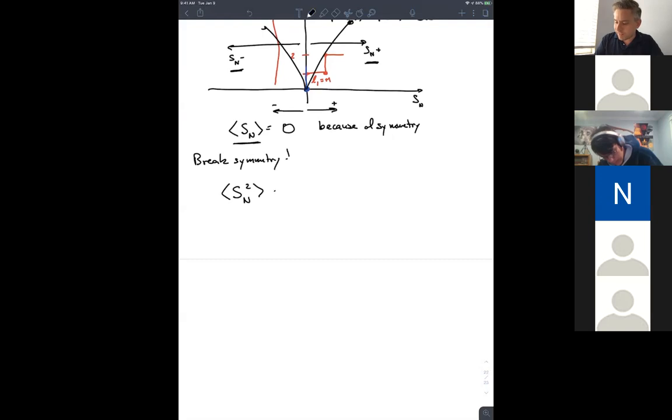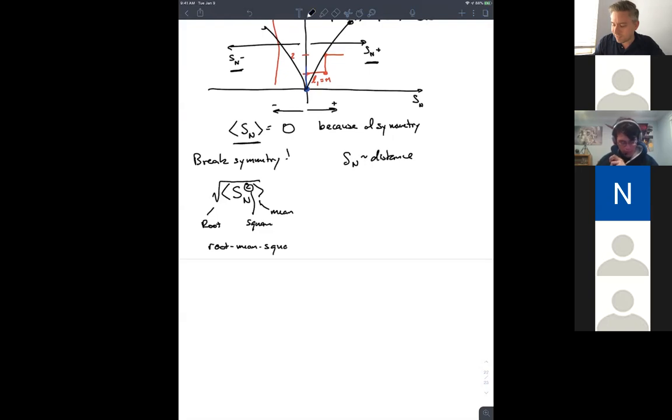All right, so what we're going to calculate is the average of the square of S sub n. If S sub n is like a distance, then S sub n squared is like a distance squared. That's a weird thing to think about. So in order to describe this in terms of a more intuitive distance, we're going to take the square root of this. The little pointy brackets mean we're taking the mean, and of the square. So this is what's referred to as the root mean squared distance.